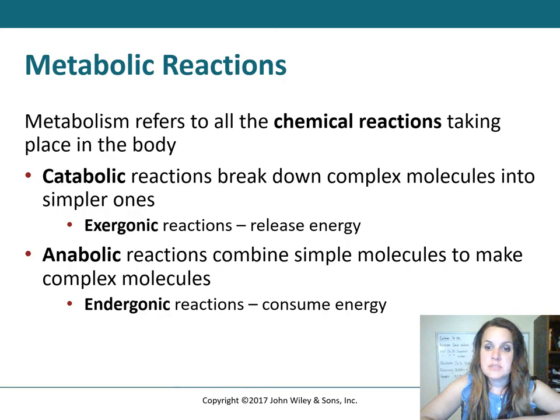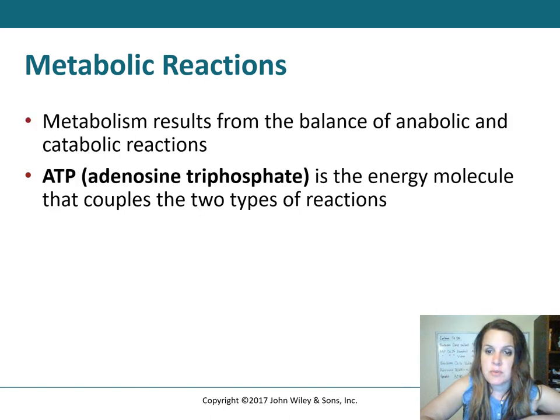Overall, metabolism is just all the chemical reactions taking place in the cells. And you're going to be able to divide those up into two categories. Catabolic reactions are ones that break things down, and those are also considered exergonic. And that term exergonic means releasing energy. Anabolic reactions combine simple molecules to make complex molecules, and those are going to be endergonic, meaning they require an input of energy to occur. Metabolism is going to result from the balance between catabolism and anabolism.